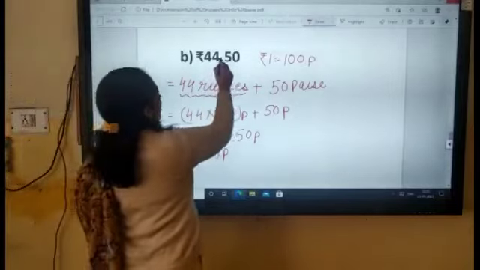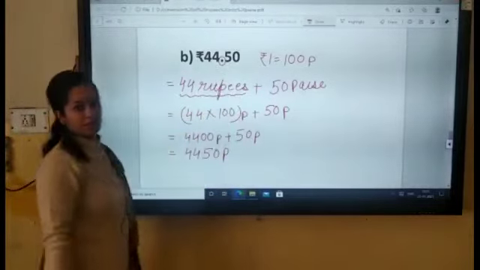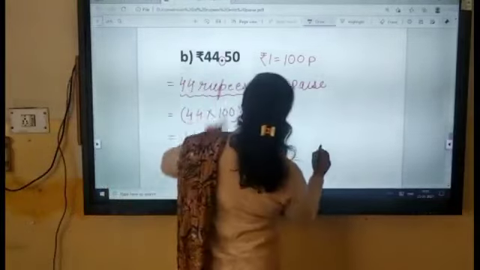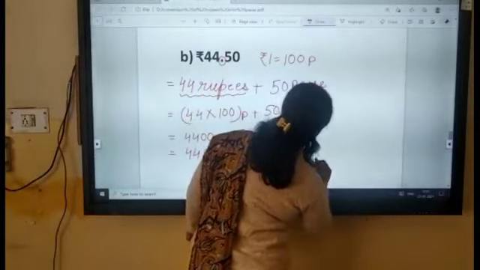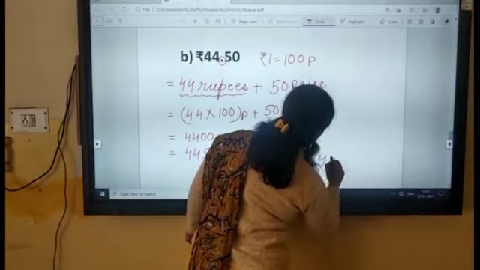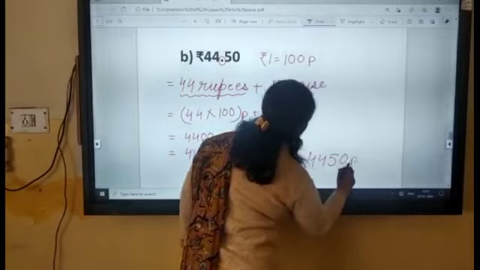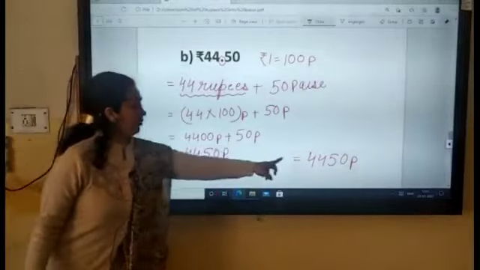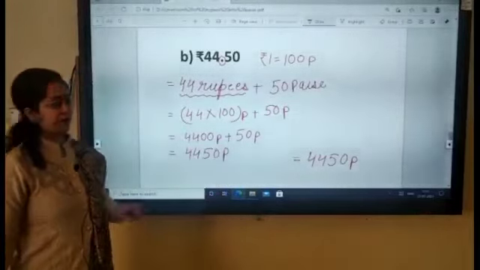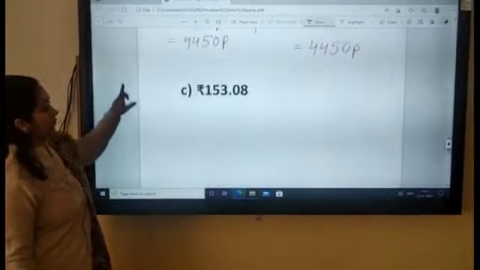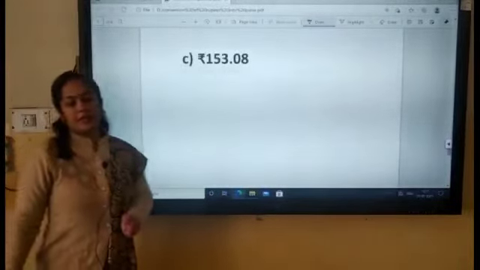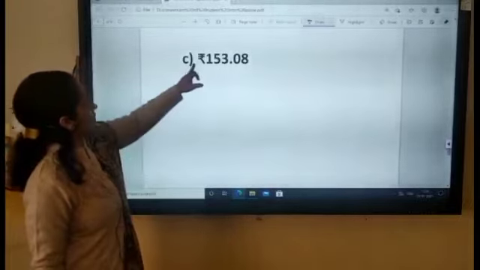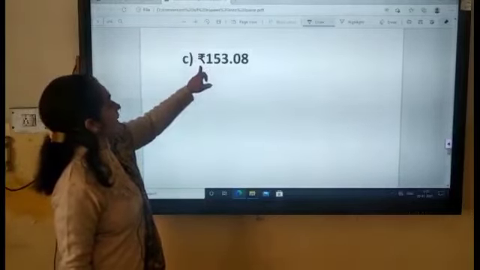Okay, and if we want to solve this with our second method, we have to just remove this dot, and what we will get? If we will remove this dot, we will get 4450 paise, and both the answers are same. Okay, so if you want to solve these questions by one of the methods, you can solve with direct method also.